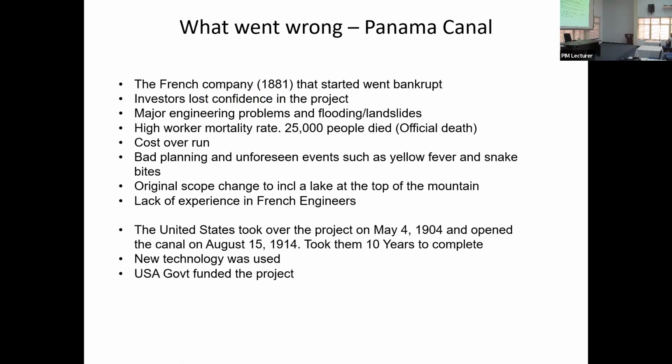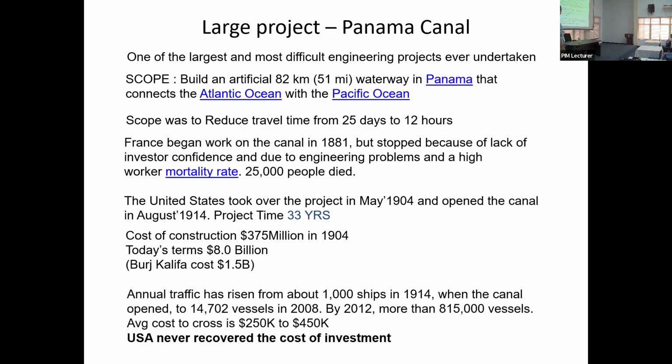Bad planning and unforeseen events. So that is again back to our planning. Original scope change, including the lake that was built. Lack of experience, leadership. Then the United States took over and completed it another 10 years later using new technology. But the USA government funded the project and, you see from here, the USA never recovered the cost of investment.